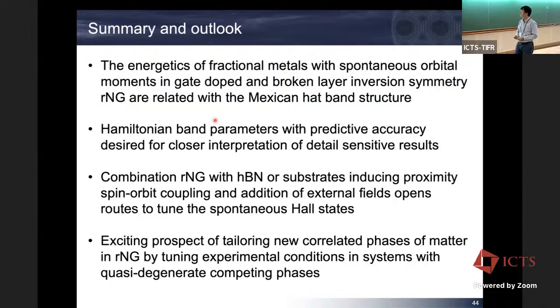The energetics of the fractional states that we can expect in rhombohedral multilayers are closely related with these saddle points, or with the increase of the density of states that you get in the Mexican hat band structure. That's one of the conclusions. And then, in principle, if you want to study this kind of system, we've proposed ab initio-based band structures for these systems. And then we can, in principle, explore many new competing phases by changing the experimental conditions.